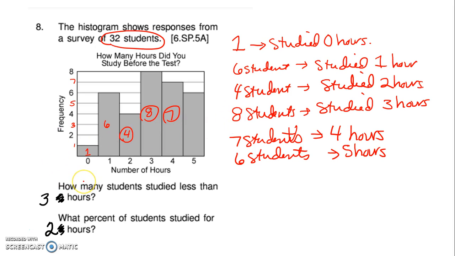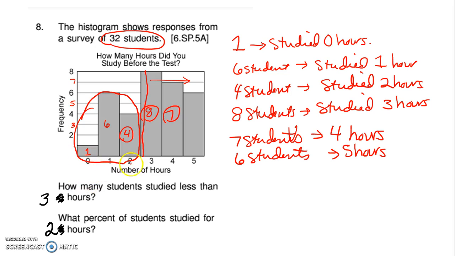How many students studied less than 3 hours? So we're just looking for the number of students that studied less than 3 hours. So from here on represents all the students that studied 3 hours or more. So if we're talking about the students who studied less than 3 hours, we're talking about those students who studied 0 hours, 1 hour, or 2 hours.